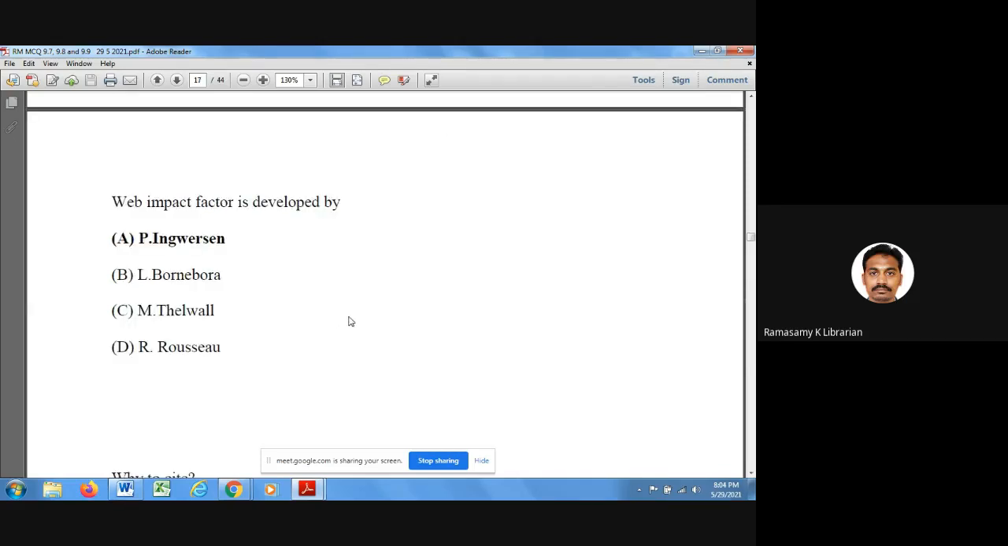Okay, fine. Impact factor was devised by Eugene Garfield. Web impact factor was devised by P. Ingwersen, who developed the concept called webometrics.